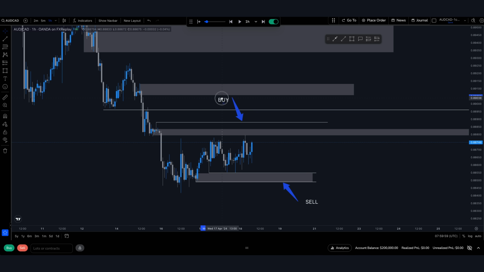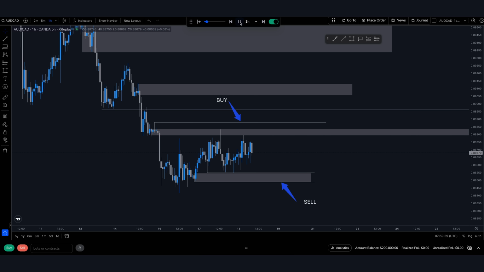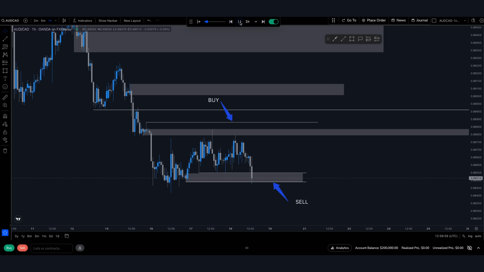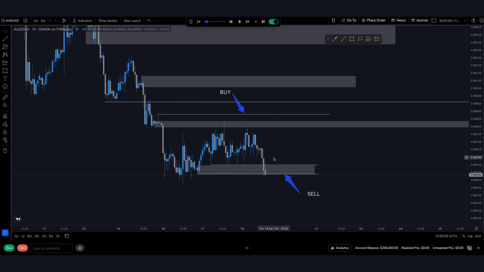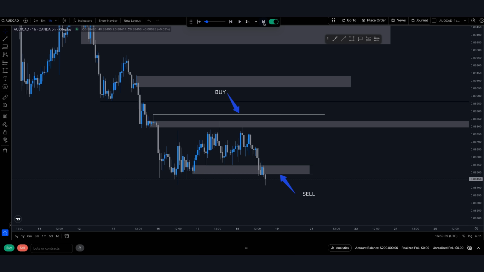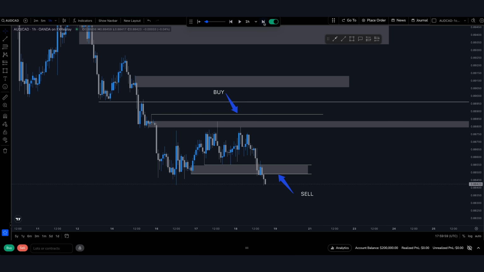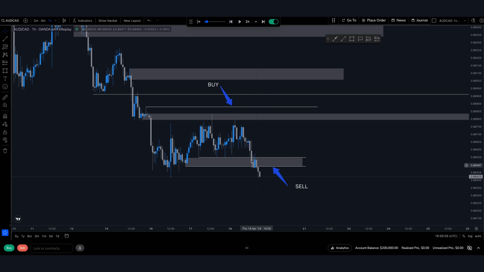See, it's reactive. We're not marrying a bias. We're not forcing a bias. We're letting the market tell us what to do. So let's run this a little bit more, see which movement goes down. We've had a break and close under this zone, which is good. Okay, now we've had a supply zone form as well as a drive all the way down into the lows.